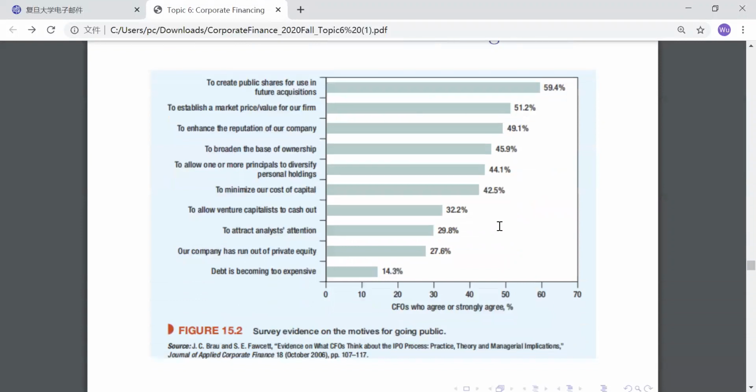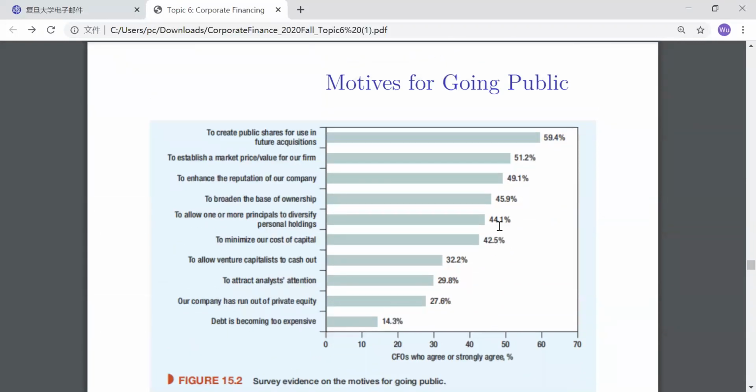And then here is a chart that shows the motivations for going public. The most frequent one is to create public shares for use in future acquisition, that is, for the purpose of acquiring other companies. Second is to establish a market price for the firm. Next, to enhance the reputation of the company, to broaden the base of ownership, to allow the principal to diversify personal holdings, and to minimize cost of capital. So these are all motivations for going public, but there are of course benefits of going public.